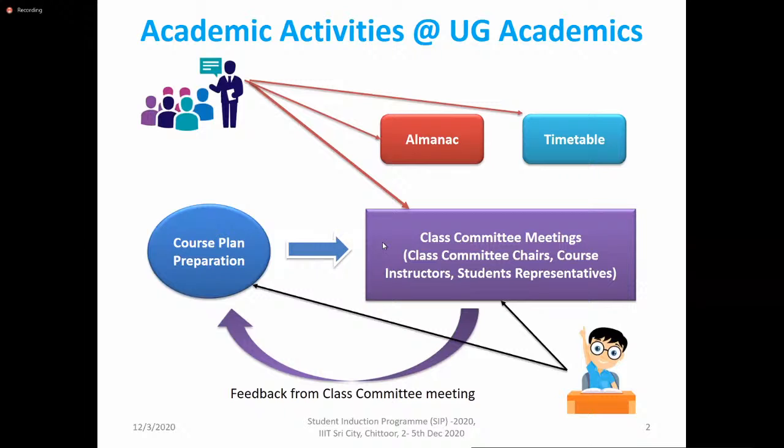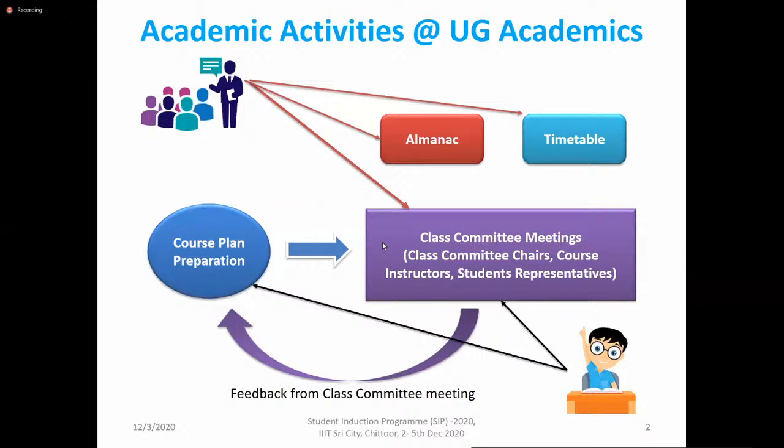This almanac will be sent by either ug.academics or the academic office, and it will have all the information regarding the semester calendar. I will show you an example almanac in the coming slides. And the next important document you will need for the semester is the timetable. I think you might have seen timetables in previous years also, right? Our timetable will be a bit different from your plus two or school timetables. I will also show you an example of how the timetable in triple city will look.